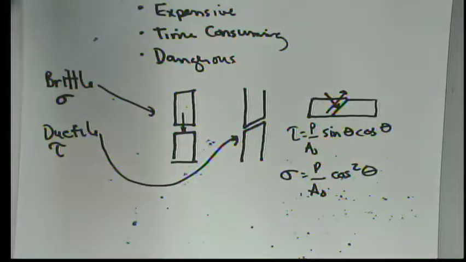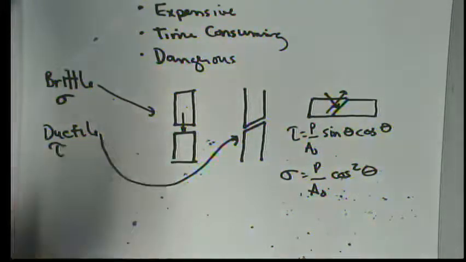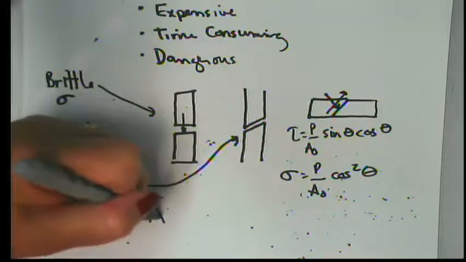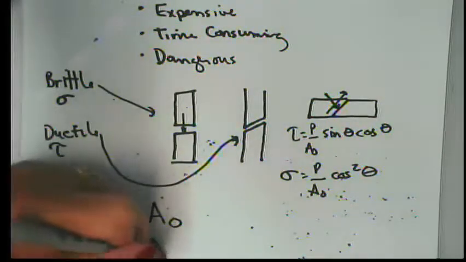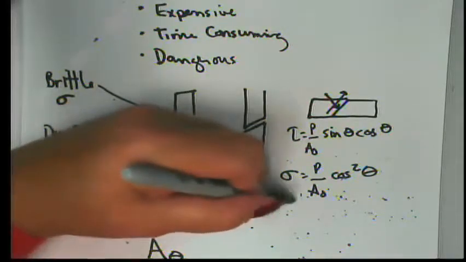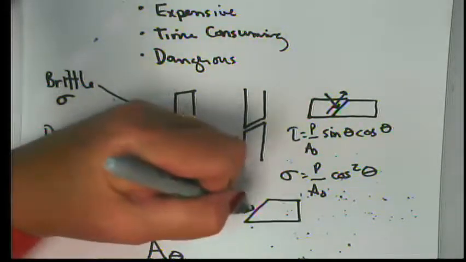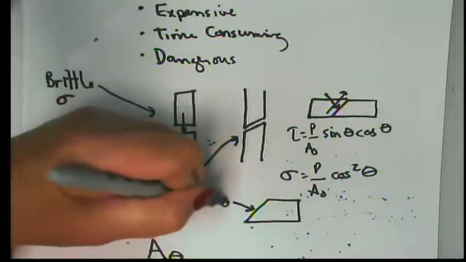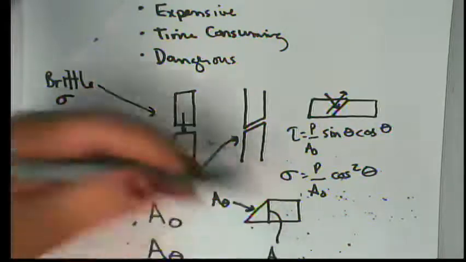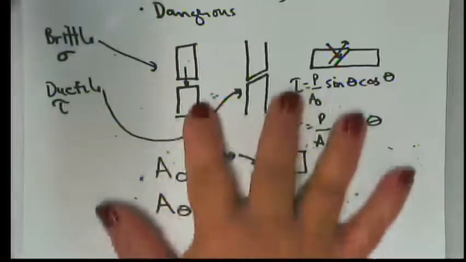But A naught, absolutely. And that's a very good point of clarification, because remember we have A naught, and then we also have A theta. So if we drew this surface again, this surface would be A theta, and this surface would be A naught. Oops. There we go.